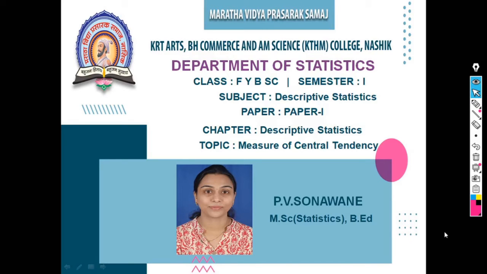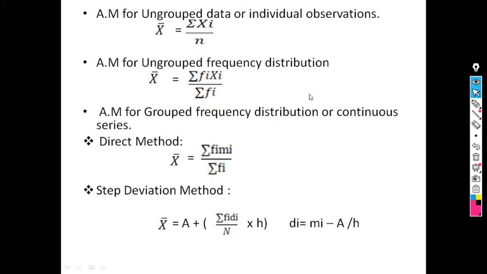Hello everyone, this is our next lecture on the same topic, measure of central tendency. In last lecture, we have seen the definition of measure of central tendency. Central tendency is also known as average and it refers to a central value of a series. After that, we saw the definition of arithmetic mean. Arithmetic mean is denoted by x bar and it's defined as sum of observation divided by total number of observation.